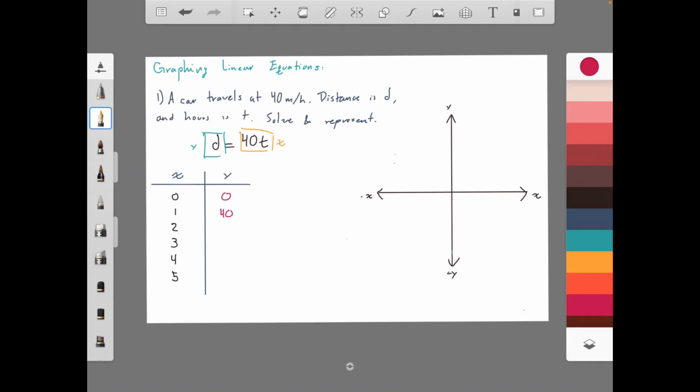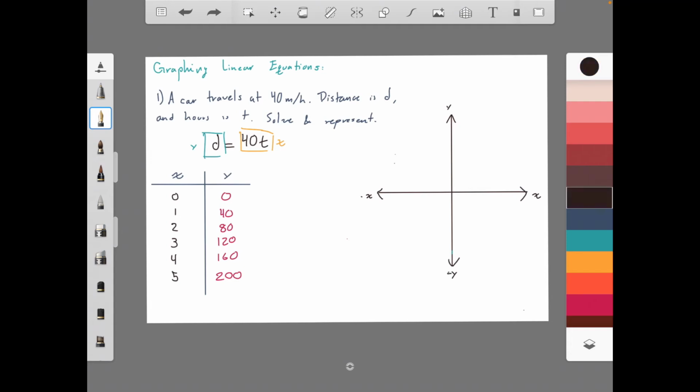So 40 times 2 is 80, then 120, 160 and 200. Okay, now what you want to graph now is these sets of ordered pairs. So this is a set of ordered pairs. This is one, this is another one, this is another one, and this is another one, and these are commas. Okay, so after you pair up those sets of ordered pairs, what you do is you show them over here.